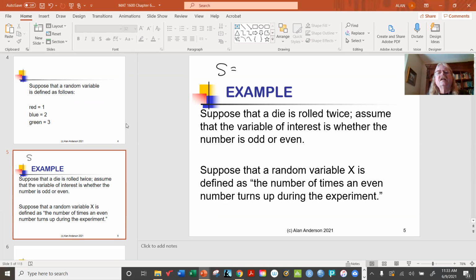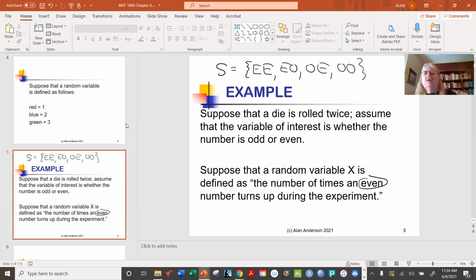Okay, so remember, or actually it's not the sum, it's the individual rolls. So we have four possibilities, EE, EO, OE, and OO. So let's say that we're only really interested in the even numbers. What matters to us is how many evens turn up. Not the actual sequence of rolls, but how many evens did we get when we rolled the die twice? All right, so how would that work?